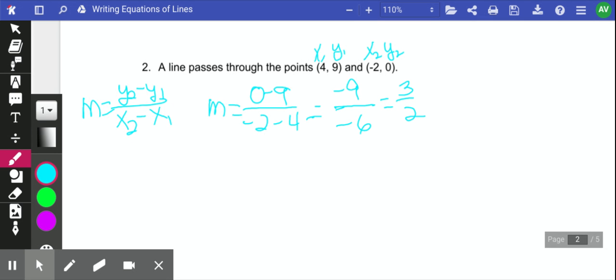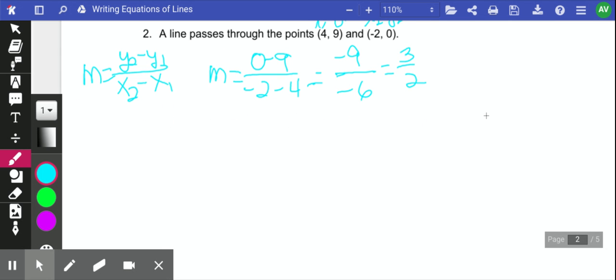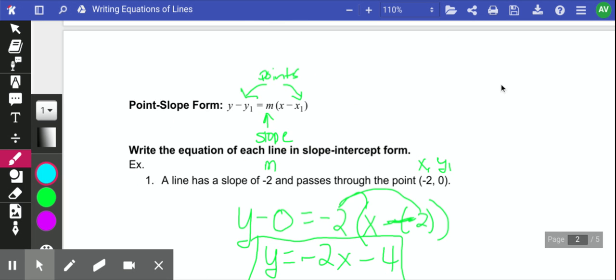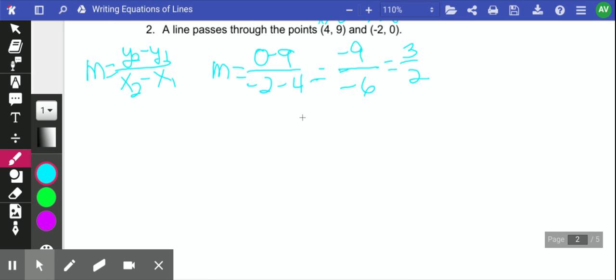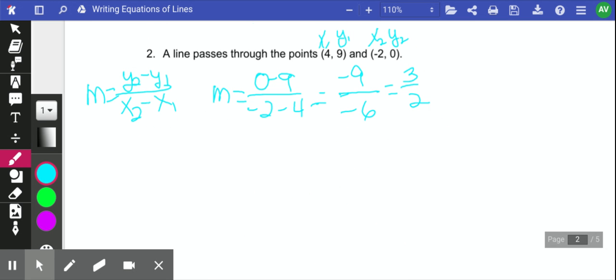Now I know the slope, and I can pick a point. Whichever point, it really doesn't matter. You actually get the same answer either way. I will prove it to you. We'll do it twice. All right, so if I plug in, remember your point slope form? Point slope form, it's right up here. Y minus y1 equals slope times x minus x1.